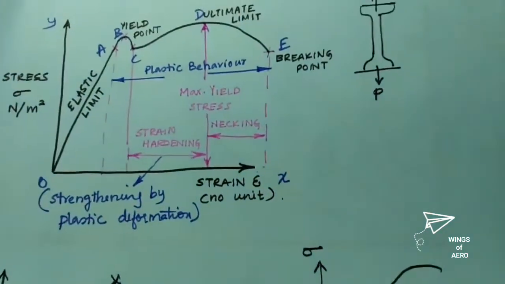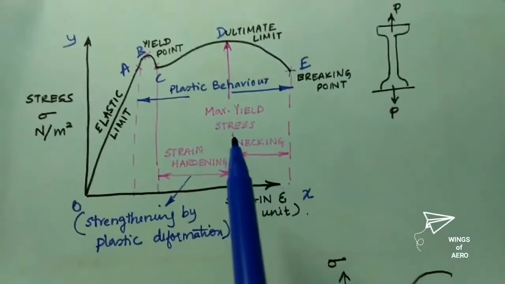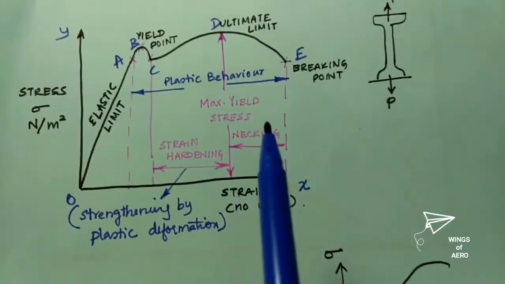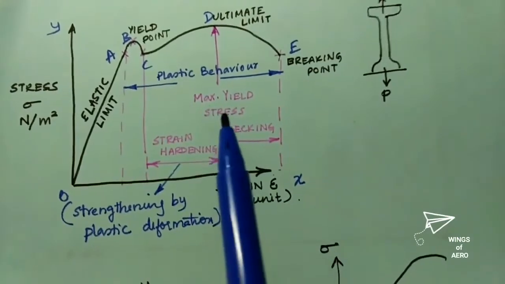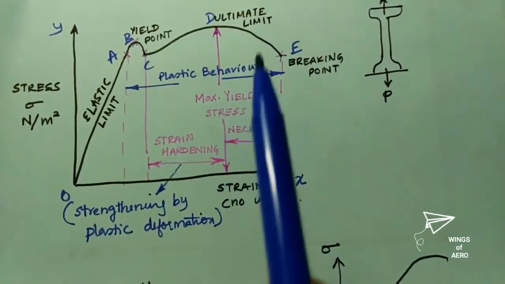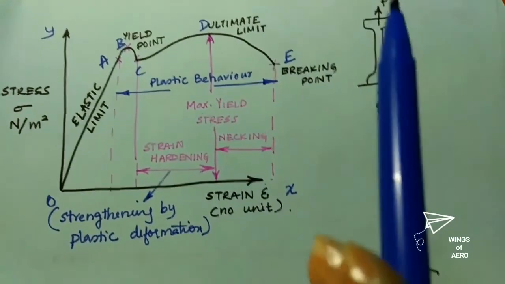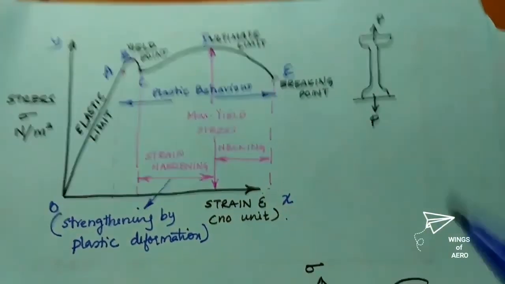maximum stress occurs. This can happen only for the ductile material. This kind of maximum yield stress, or the ultimate limit, occurs only for the ductile material. So as we give the load on the structure, what happens?